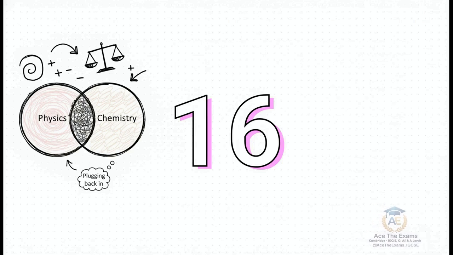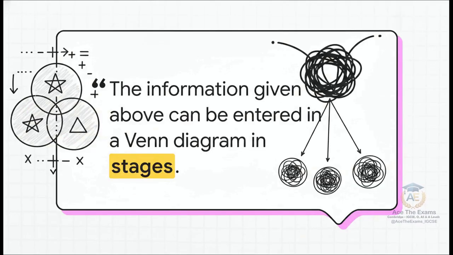The undeniable conclusion is that exactly 16 students take both physics and chemistry. If you plug that 16 back into the Venn diagram, every single region balances perfectly to 31. Case closed. Our source material provides this vital piece of examiner wisdom. The information can be entered in a Venn diagram in stages. This perfectly summarizes the winning strategy. When you first look at a word problem, it looks like a tangled mess. But sets allow you to break down complex data into manageable, solvable stages.